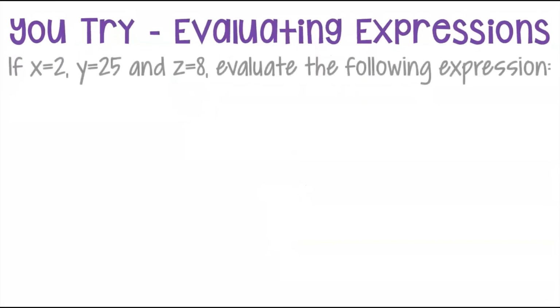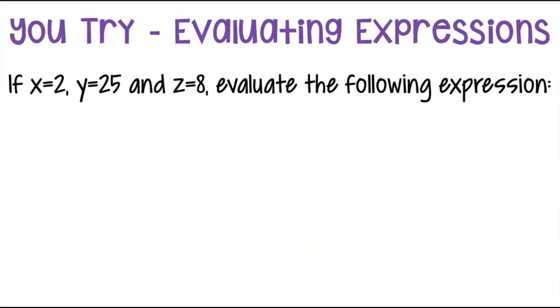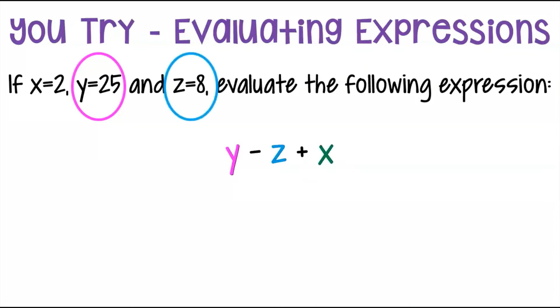All right, try this one. Again, if x is equal to 2, y is equal to 25, and z is equal to 8, evaluate the following expression, y minus z plus x. So we've got 3 variables in this particular expression. We have a y, which is equal to 25, a z, which is equal to 8, and an x, which is equal to 2. We're going to replace each of those variables with their corresponding values. So y is 25, z is 8, and x is 2. Notice that the operations stay the same. We're just replacing the variables.